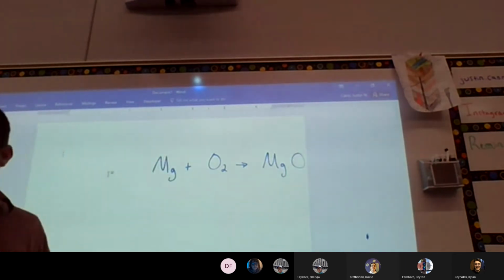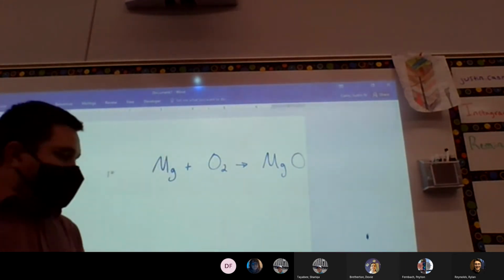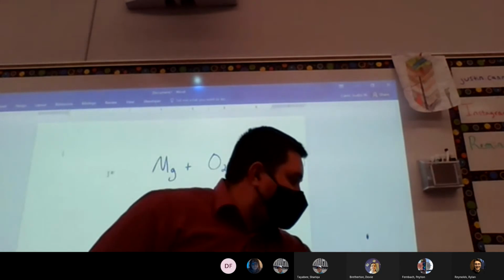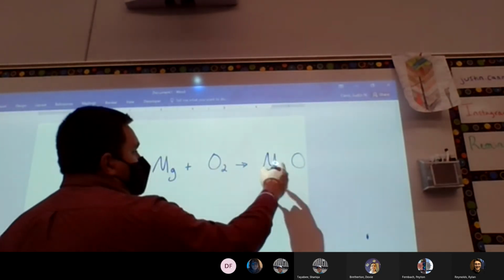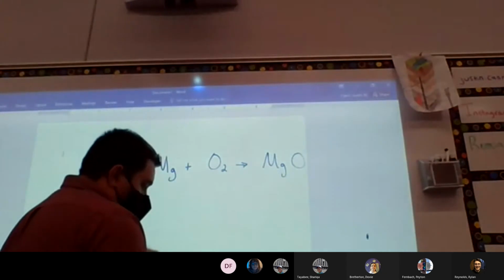This is what we did a couple weeks ago with magnesium oxide. Put the magnesium in there and caught it on fire. So if we have this here, it's not balanced. I need 2 oxygens.